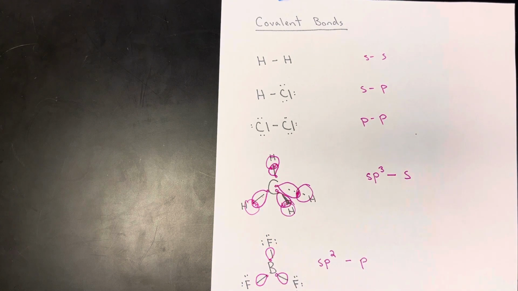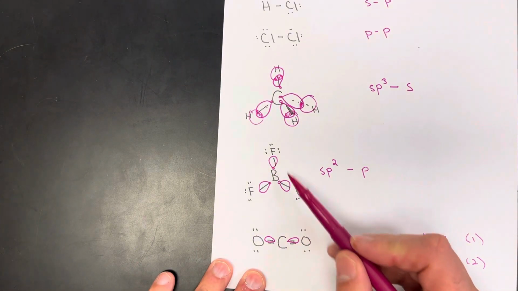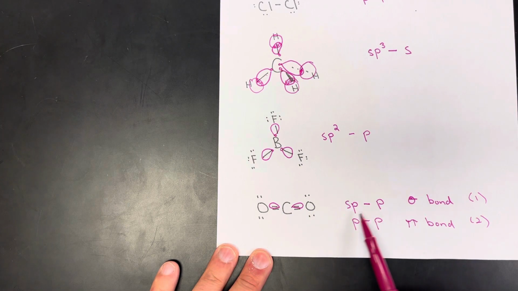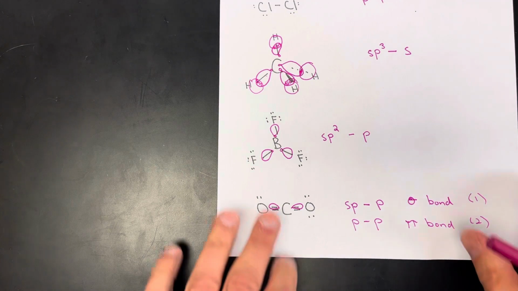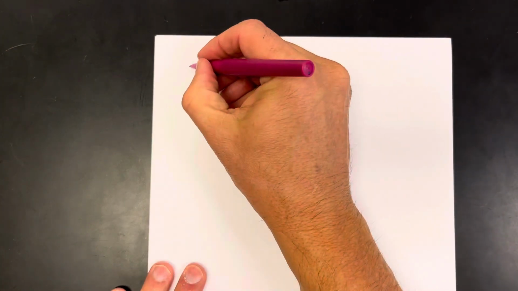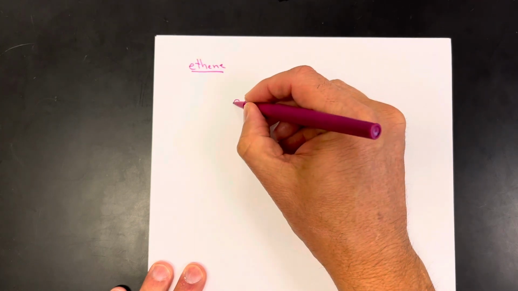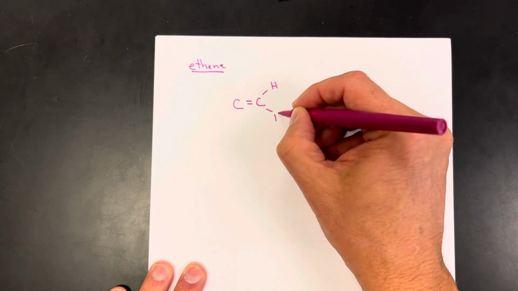Remember, there are going to be 4 hybrid orbitals, called sp3. This one has 3 orbitals, so we call it sp2. This one just has 2 hybrid orbitals, so we call it sp. Let's talk about a couple more molecules. One that I'd like to talk about is ethene. Let's try to draw what an ethene would look like. Ethene has 2 carbons and 4 hydrogens.